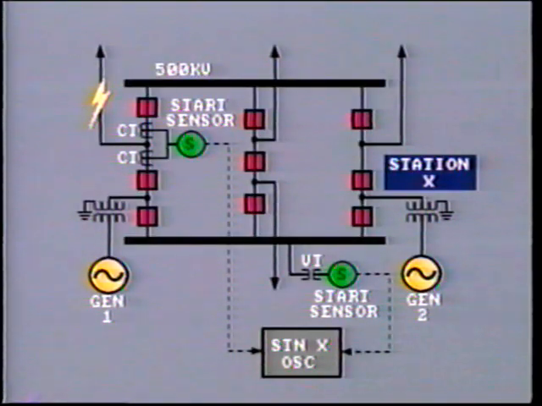The most important accessory is the starting sensor. The sensor is basically a relay which continuously monitors the power system and detects disturbances such as faults and power swings. The sensor signals an oscillograph machine to start recording. Fault sensors are the most common type. Now, they typically respond to overcurrent or under voltage.